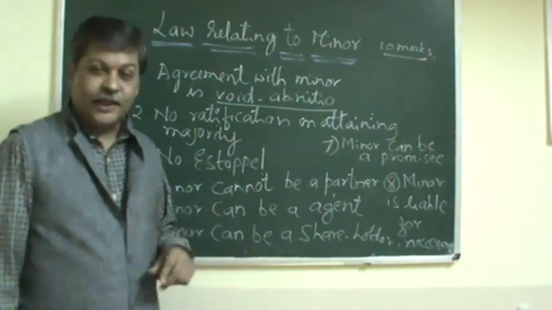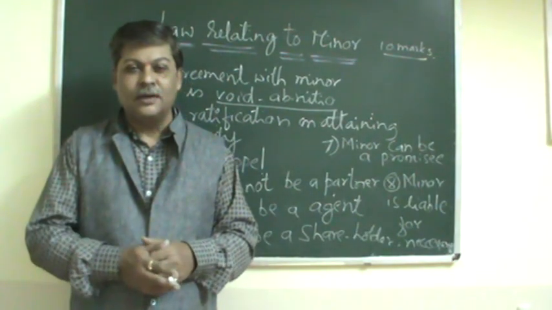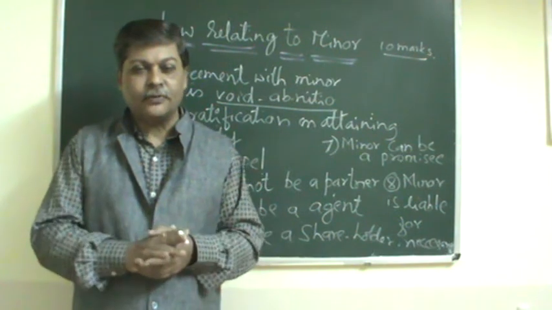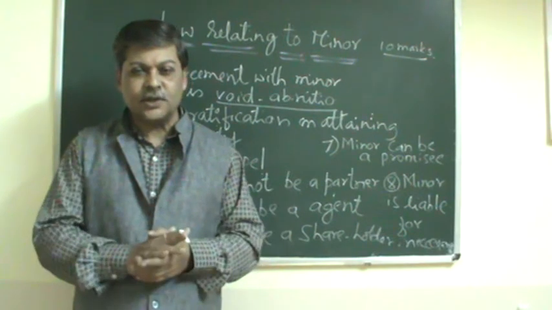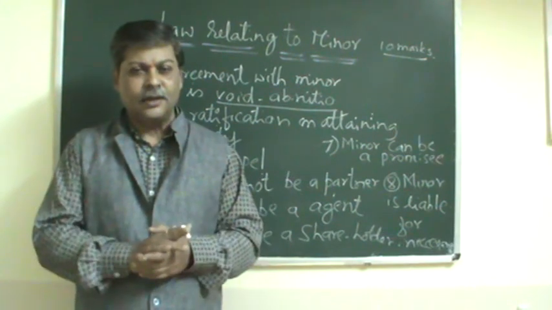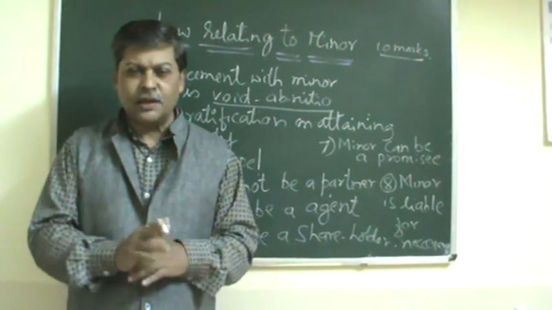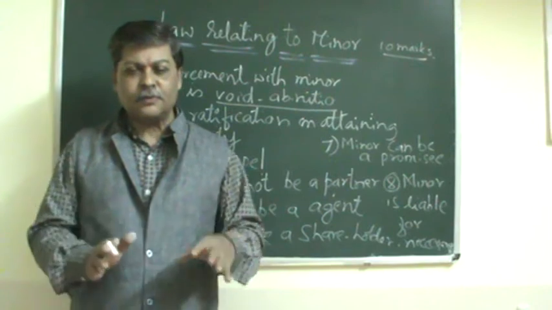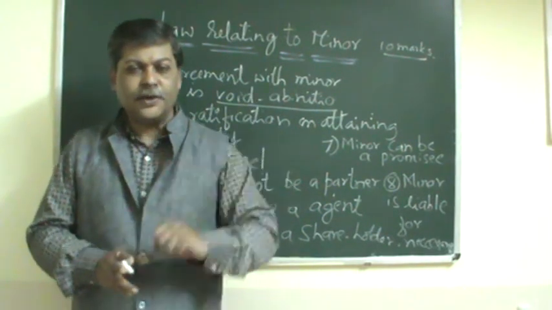A minor can be an agent. Section 185 of the Indian Contract Act says that, in the creation of an agency, any person can be an agent. They have not specified that the person who is appointed as an agent must be a major.